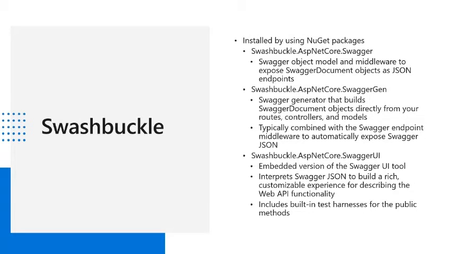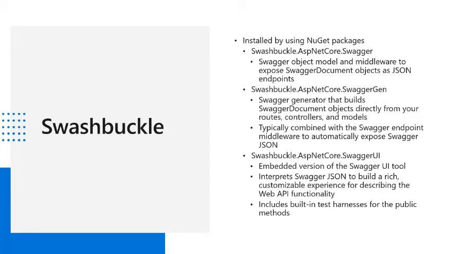If you have used Swagger, then you are familiar with Swashbuckle, and it can be installed by using NuGet Package Manager. If you have already used it, I'm sure you know this. There are three main components to Swashbuckle. Swashbuckle.AspNetCore.Swagger, a Swagger object model and middleware to expose Swagger document objects as JSON endpoint.